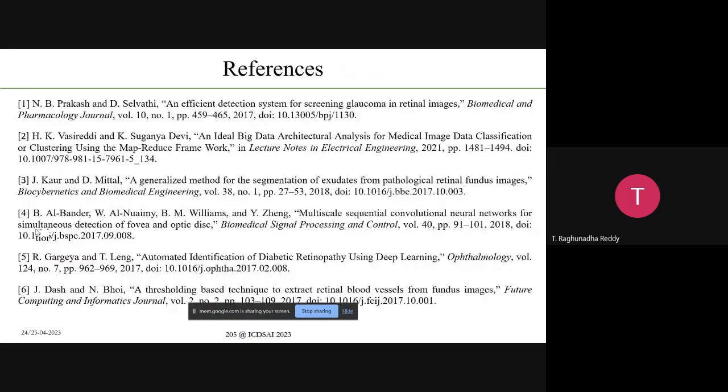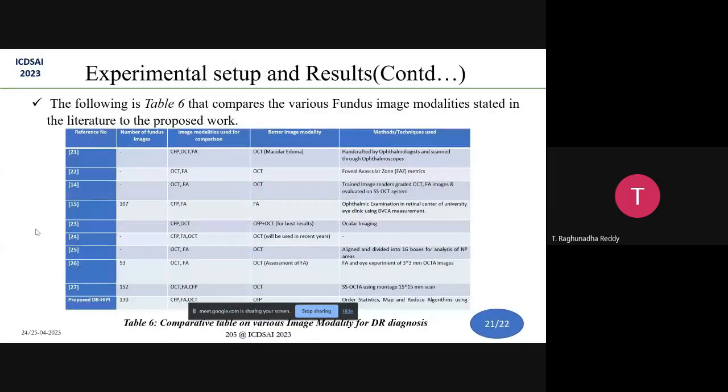So why have other researchers not used big data technology in this?